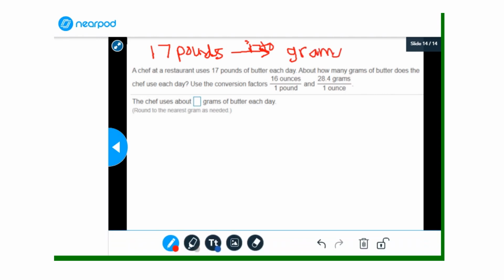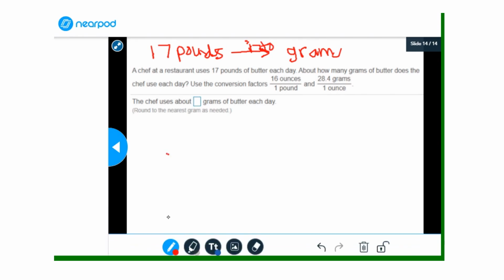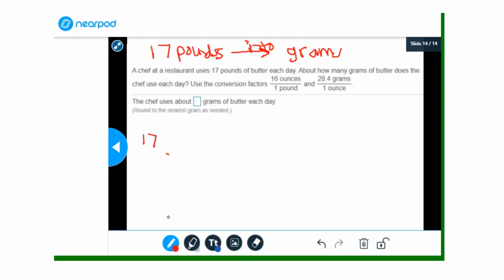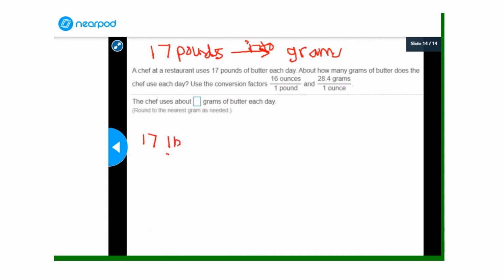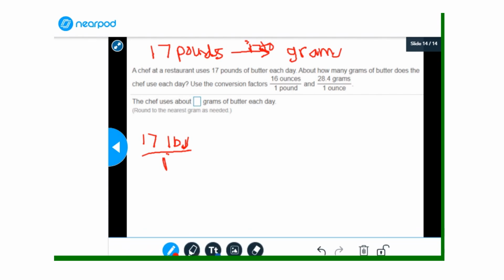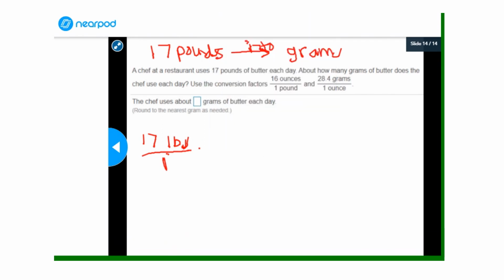Okay, so we have to start off with 17 pounds. Since I'm using the dimensional analysis method, I'm going to put this over 1, because dimensional analysis deals with fractions. I'm going to change my 17 pounds into a fraction. So 17 pounds divided by 1 is still 17 pounds. And then I need to multiply it by a conversion factor.